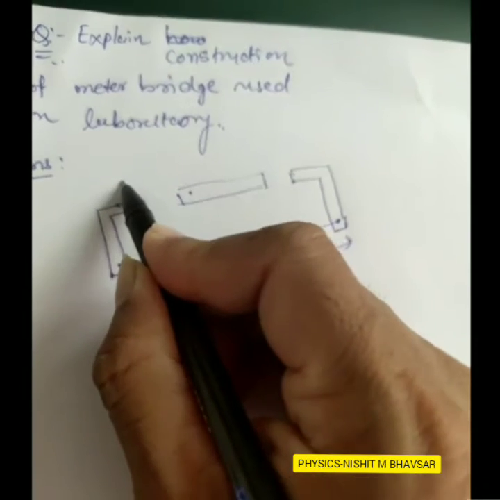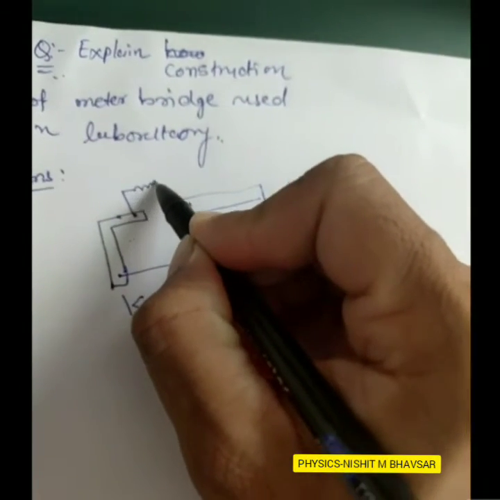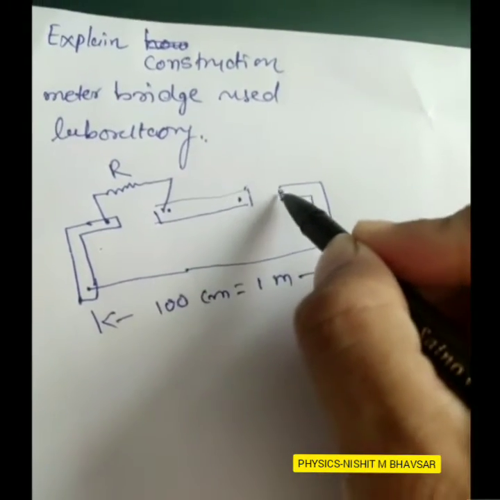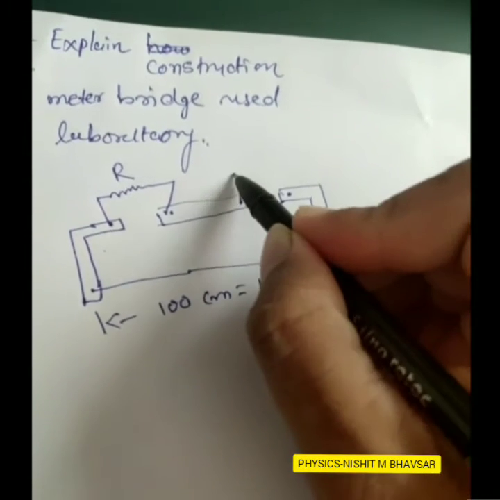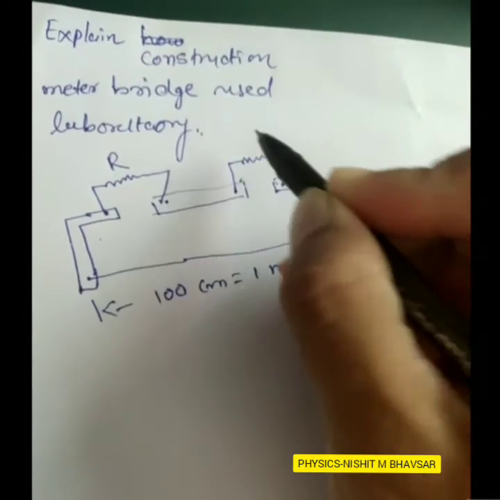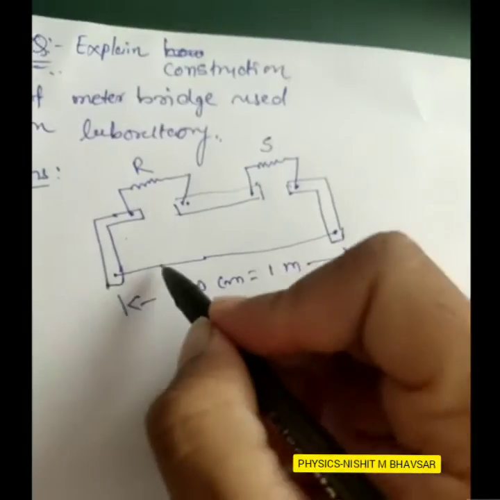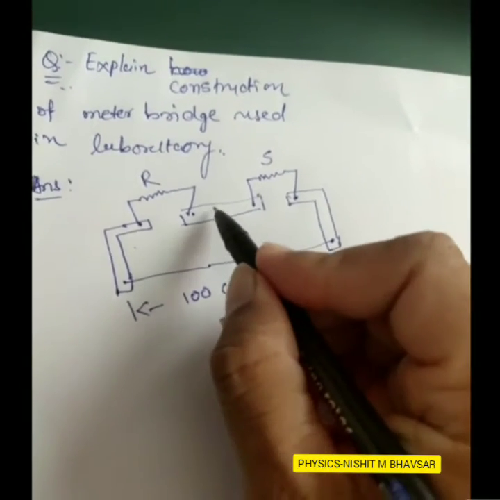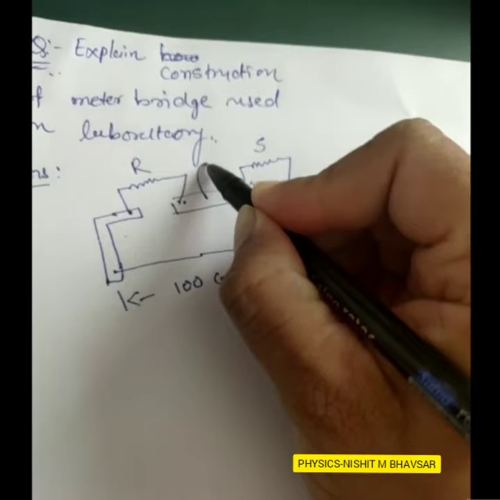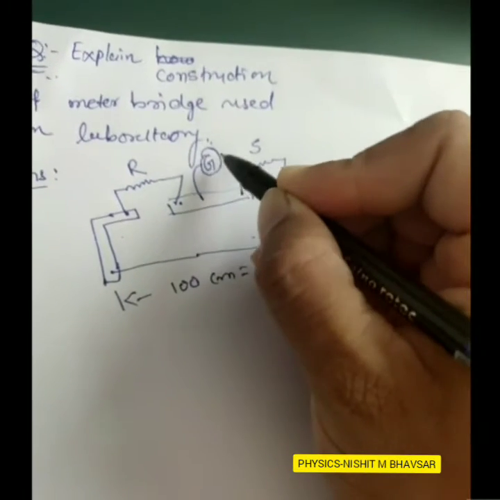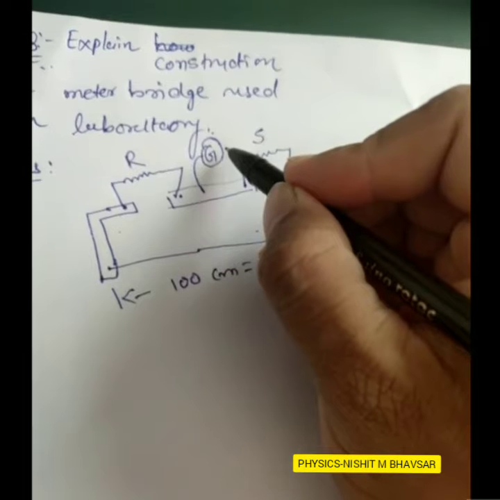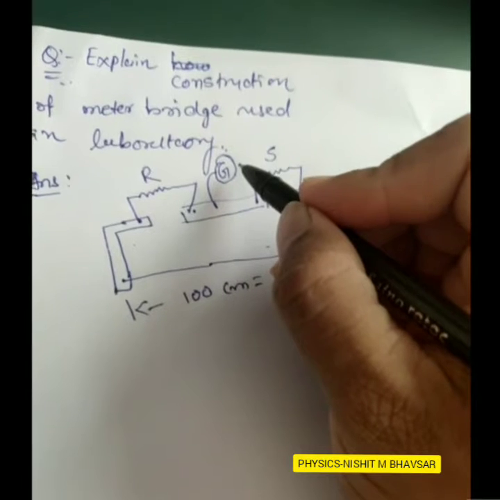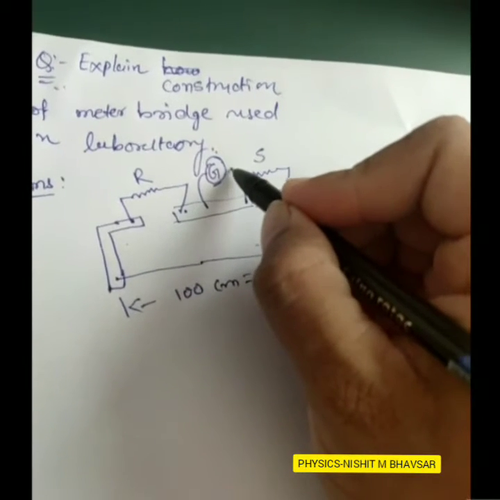At these two points, we are connecting one resistance, that is R. At these two points, we are connecting another resistance, its name S. We have two other resistances on this wire, but first we study about galvanometer G. What is use of galvanometer? We just find out a small current in this galvanometer.